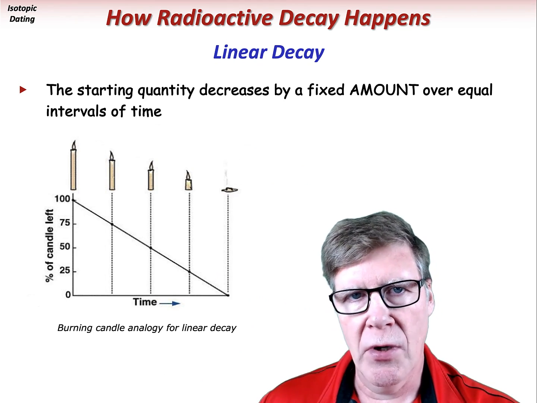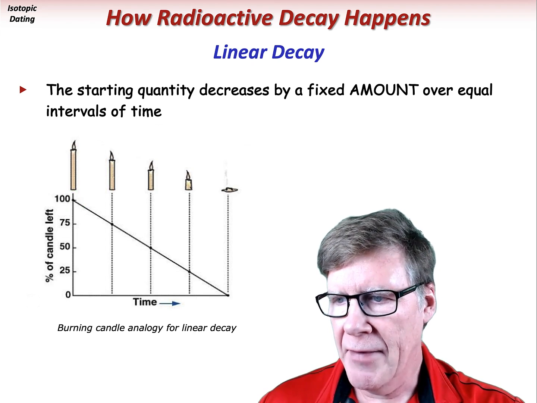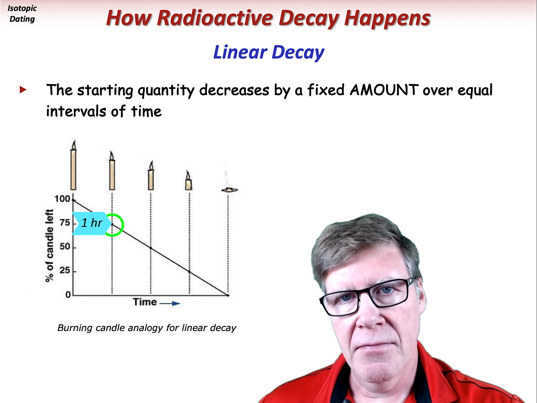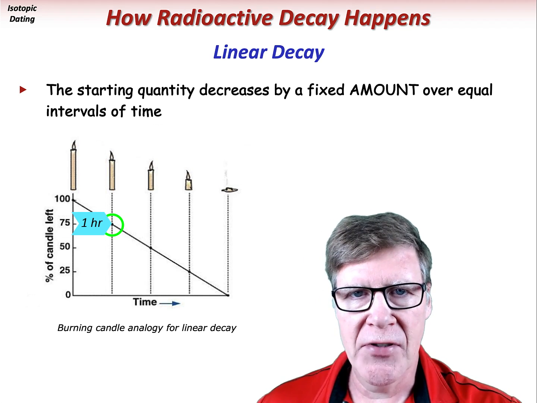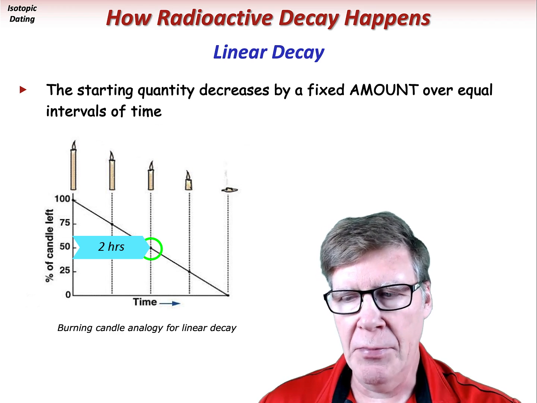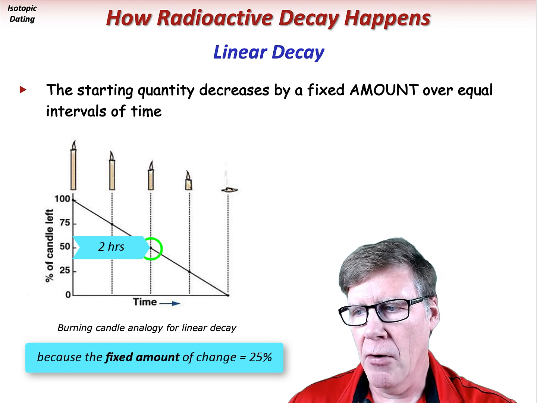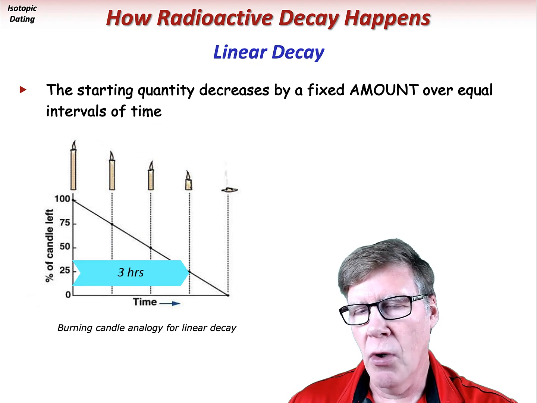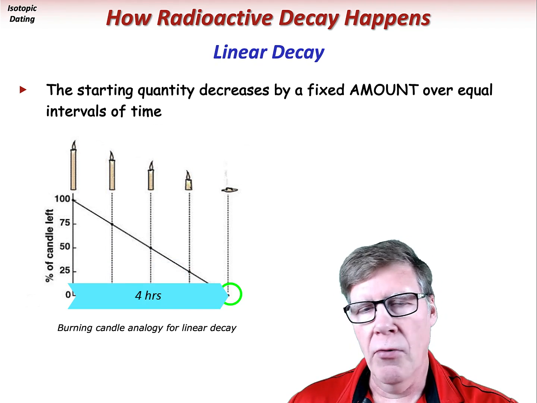Before being lit, there is 100% candle present. After the candle is lit, it starts burning down, and after a certain period of time, say 1 hour, there is 3/4 of the original left, or 75%. So the candle decayed by 25% in 1 hour. At 2 hours, the candle has burned down to 1/2, or 50%. So the candle lost the same amount, 25%, in the second hour as it did in the first hour. After 3 hours, the candle is burned down to 1/4, or 25%, and after 4 hours it's burned out with no original candle left.